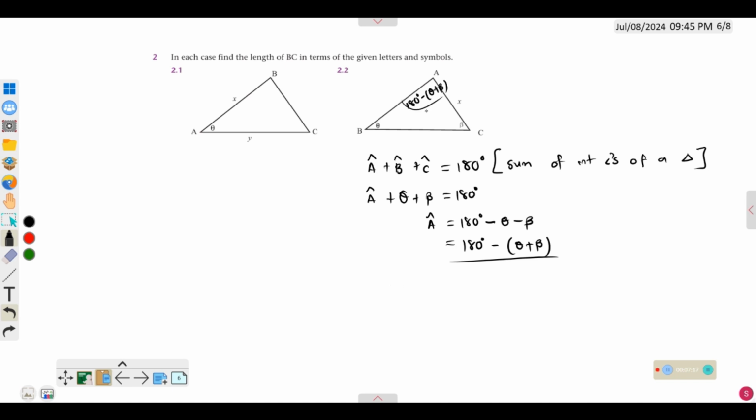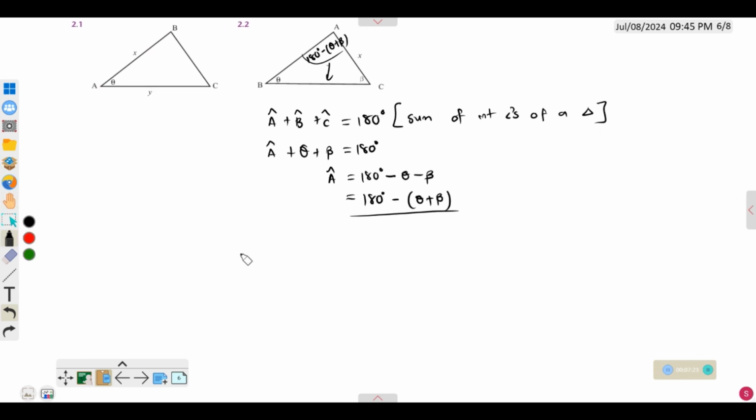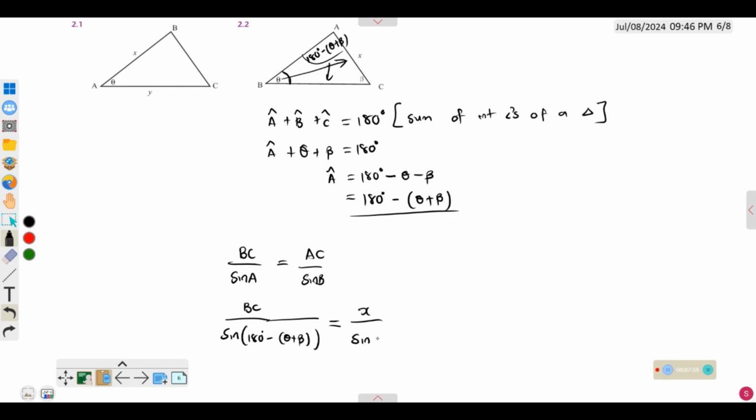Then we can apply our sine rule because we are looking for BC. So we can say BC over the sine of A is equal to, which side are we given? This one. We're given the angle and its side. So BC over sine A is equal to AC over sine B. We don't have BC, so it's BC divided by, we have A, sine of 180 degrees minus (theta plus beta), which is equal to, what's AC? AC is x divided by sine B, which is theta. So it's sine theta there.